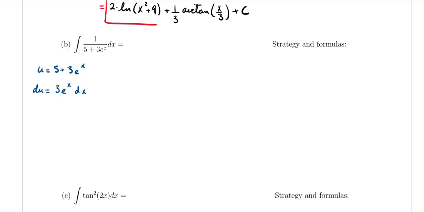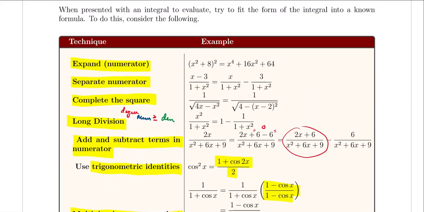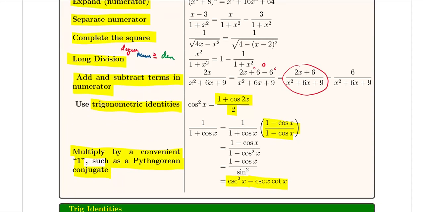Now this one here, you might be thinking, well, there's a little bit of a problem here because if our du is 3 times e to the x, I don't see anything like that in our numerator. Okay, so what can we do? Now again, if we take a look at the strategies that we have here, it seems like we cannot really separate the numerator, we cannot expand it. It doesn't seem like it's a problem where we could complete the square. Long division, it's out of the window. Adding and subtracting terms in the numerator, I don't know, that might work.